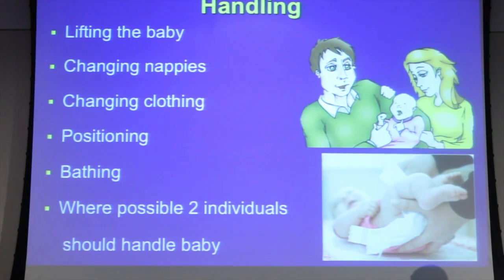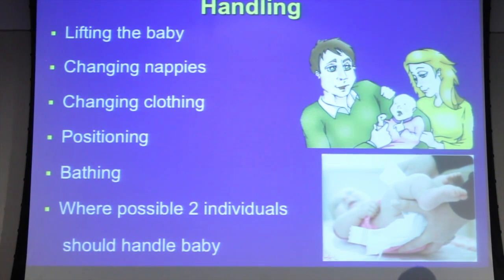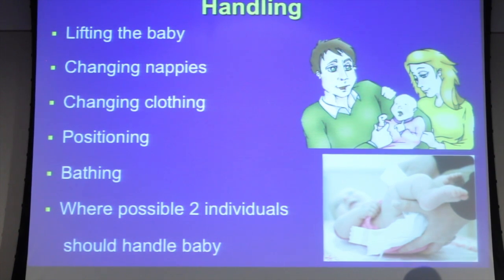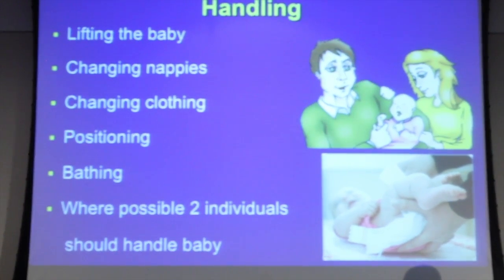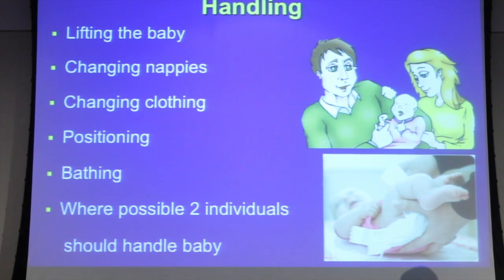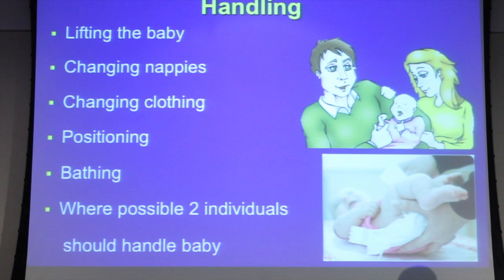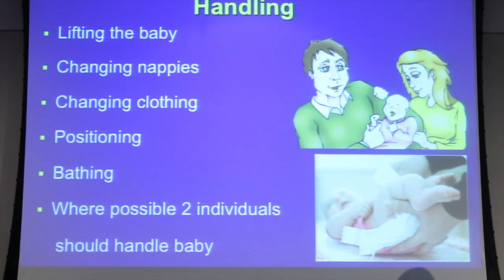Care is very important when babies are handled, especially when they are lifted, when changing nappies, and changing clothes, because there is a risk of fracture, and where possible, two individuals should be handling the baby. When it comes to simple measures such as changing nappies, the pelvis should be stabilized so that there is limitation of movements and the risk of fracture is reduced.